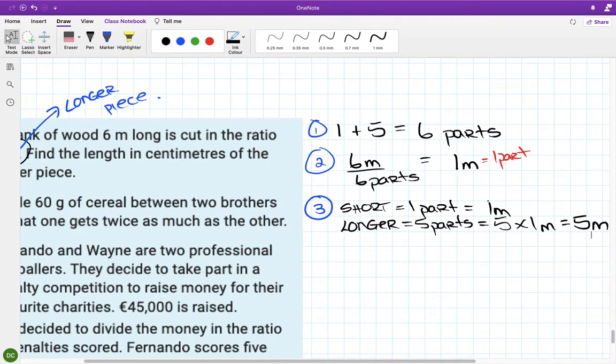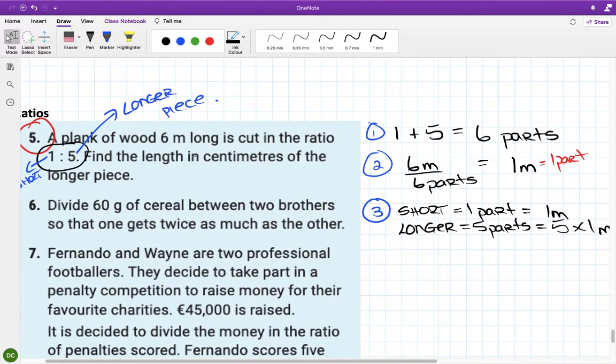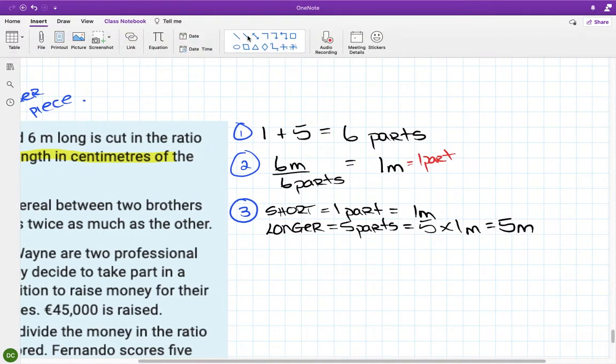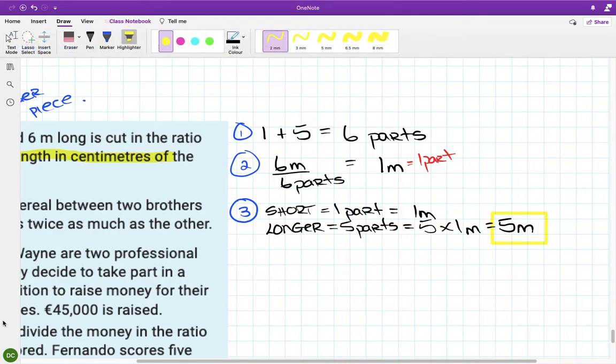Yeah? And the question actually in this one, so the questions are not always identical, which is why I skipped the example up there, and I will go back to it now. But the question here is find the length in centimetres of the longer piece. So the actual answer to this question is this one, because that's the length of the longer piece. Yeah?